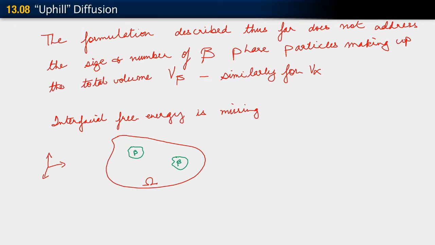Okay. Now, what this formulation does tell us is what the free energy of the system is in each of these phases, right? So it does tell us that the total free energy that's contained in those two volumes is V beta, the volume, times chi evaluated at C beta. Because chi as a function of C beta is a free energy per unit volume, times the total volume of beta gives us a total free energy.